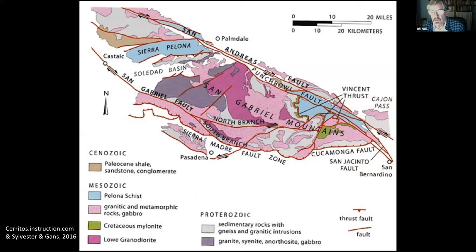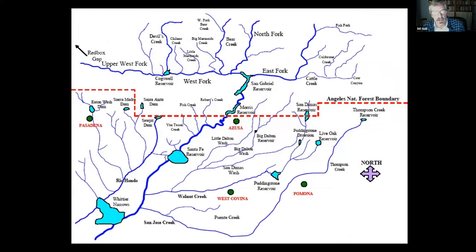Okay, we're going to go back to the San Gabriel Mountains now. I want to show the other faults. The San Gabriel Fault is a major fault, but it's now inactive, and it is considered to be a precursor of the San Andreas. This was where the plate boundary was located at one time. And it is now marked by deep valleys.